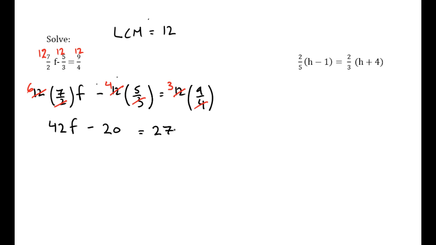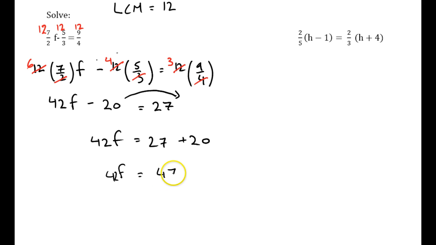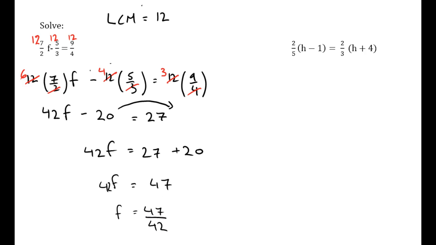So I've turned this more complex looking equation into something that we're all very familiar with. Fractions are always a little bit trickier to work with, so try and get rid of them, and this is a good way to do that. Now I'm going to move the 20 over to the other side. I'm going to get 42f equals 27 plus 20. 42f equals 47, and f equals 47 divided by 42. Okay, let's go ahead and do this one over here.